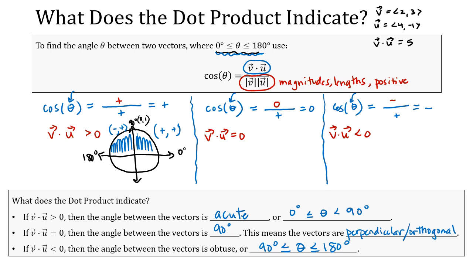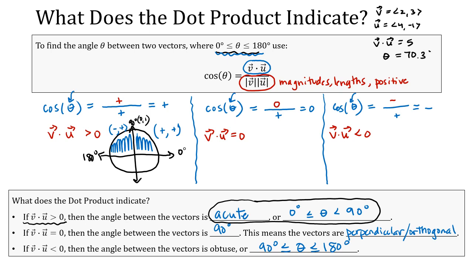Now, knowing that when the dot product is greater than 0, which it was in this case, we could have said with certainty that that angle between the vectors would need to be an acute angle between 0 and 90 degrees. And if you go back and look at your notes from the previous slide, you will see that ultimately we found that theta was about 70 degrees. I think we said 70.3 degrees.